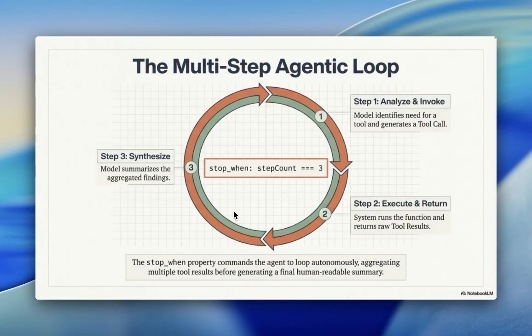The multi-step agentic loop. Step 1, analyze and invoke: the model identifies the need for a tool and generates a tool call. Step 2, execute and return: the system runs the function and returns raw tool results. Step 3, synthesize: the model summarizes the aggregated findings. The stopWhen property, for example stepCountIs, commands the agent to loop autonomously, aggregating multiple tool results before generating a final human-readable summary.